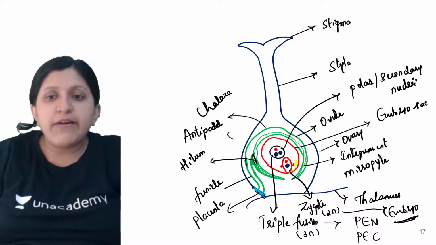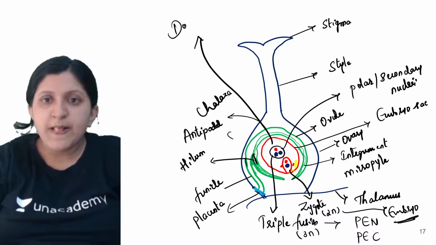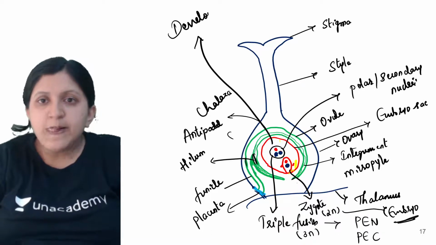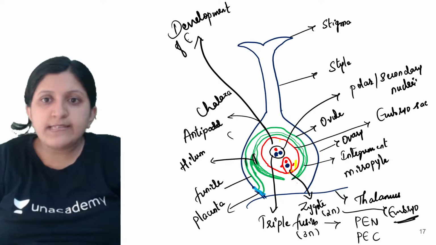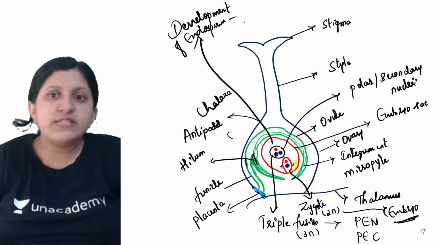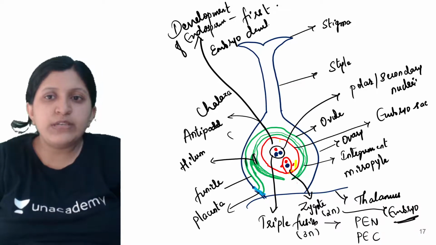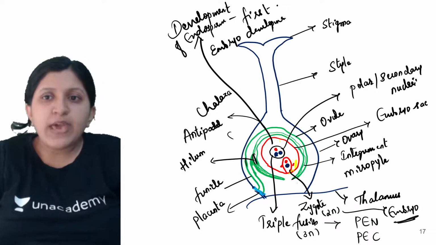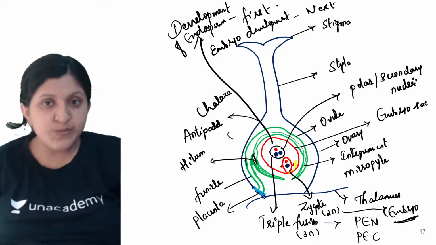Development of the endosperm occurs first. I'll just write it here. So development of endosperm is first. Next there is the embryo development. You can see this is embryo development next, and that is only after the endosperm is ready.